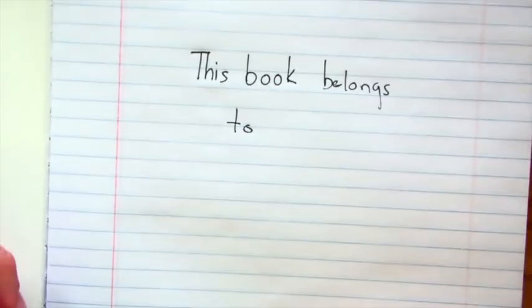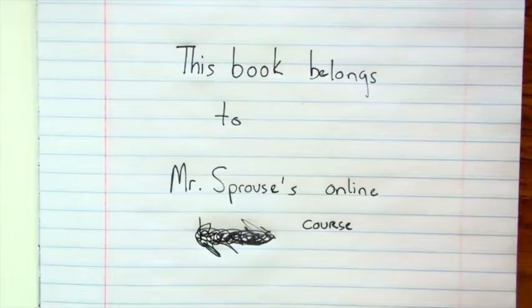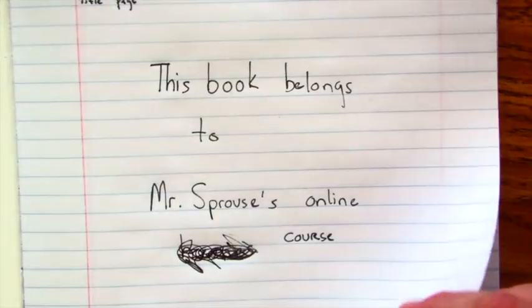Our title page will consist of the following. This book belongs to, and we are going to say Mr. Sprouse's Online Homies. And then we will label our page 1 up here in the top corner. Now turn to page 2.